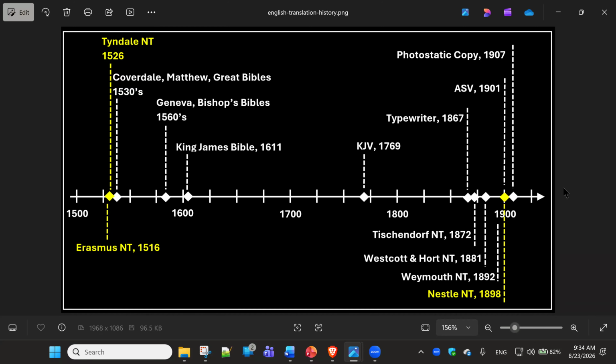So now let's take a look at this diagram, which you've seen before. I added some things, moved some things around. We still have the Nestle text out here.